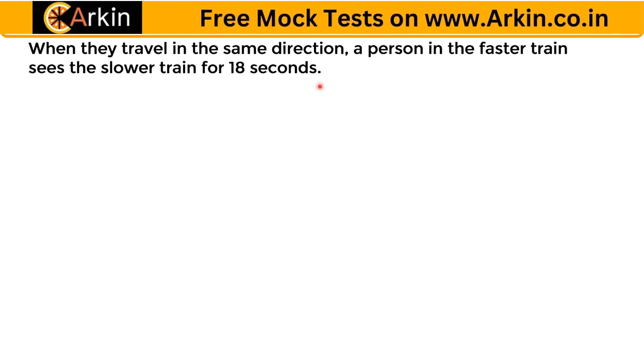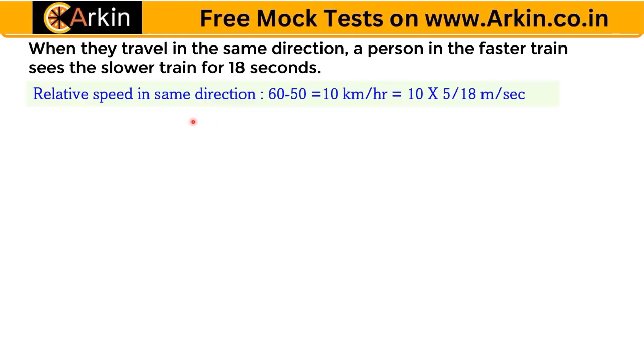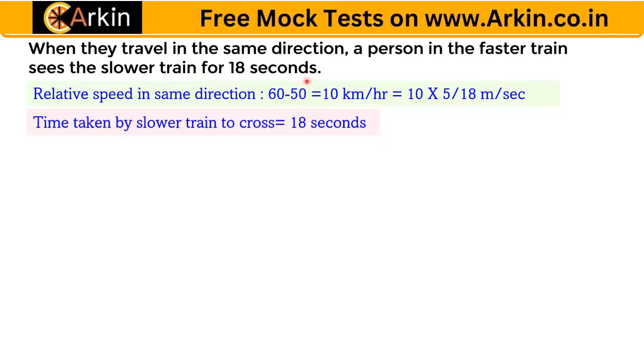They travel in the same direction, and a person in the faster train sees the slower train for 18 seconds. Because they are traveling in the same direction, the relative speed will be the difference of both the speeds. So it will be 60 minus 50, that is 10 km per hour. And because it is in kilometer per hour, we will change it into meter per second by multiplying by 5 by 18. Now the time given is 18 seconds, and as the person is sitting in the faster train, the length of the slower train will be considered as distance. So the length of the slower train is equal to y meter as we had assumed earlier.